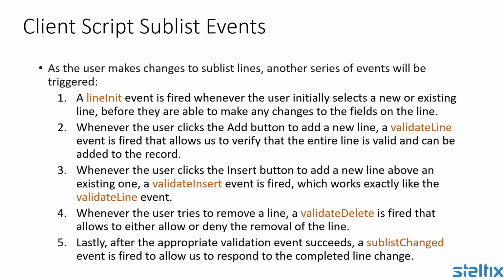Lastly, after the appropriate validation event succeeds, a sublist change event is fired to allow us to respond to the completed line change. The sublist changed event will only be fired once all the validations have taken place. So the line init event, it was happy. The validate line event, it was happy. The validate insert, and the validate delete. Only once it's happy with all of those will a sublist change event be fired, and we can obviously then go and say if we detect an error or something is wrong.